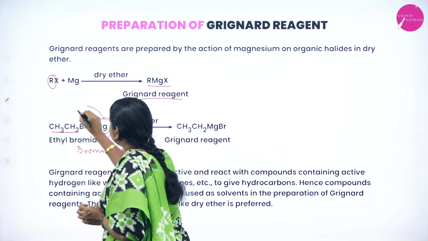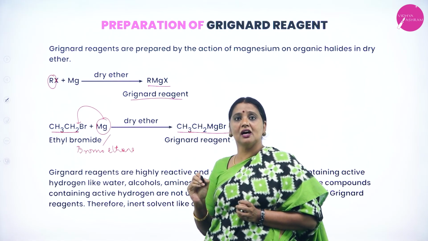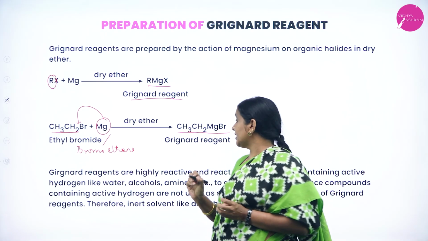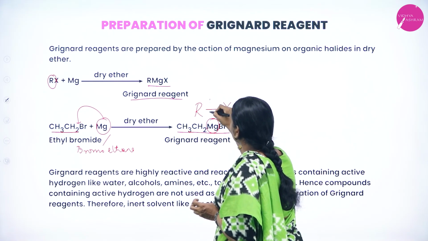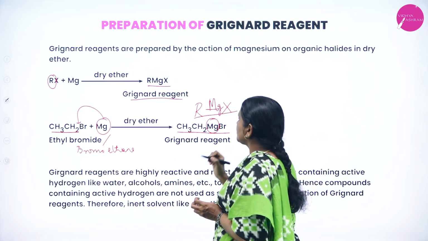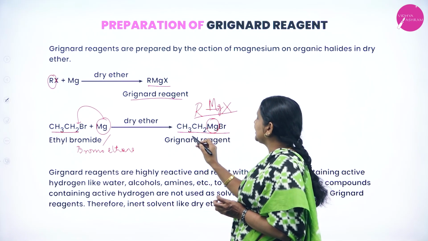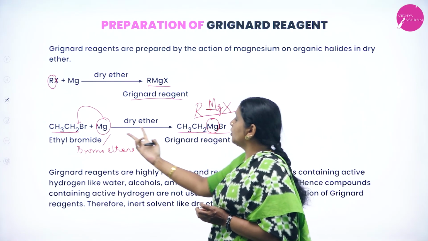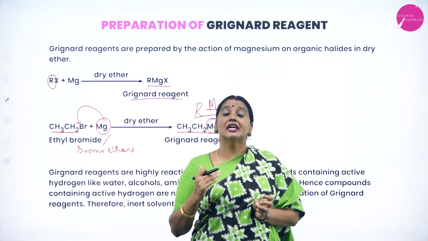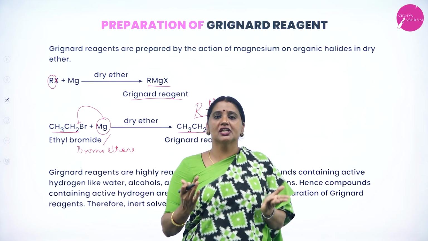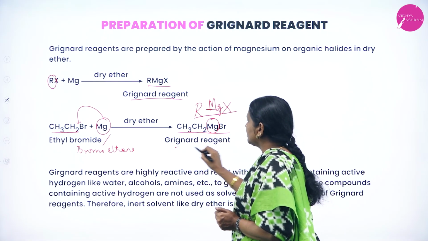Introduce magnesium in between ethyl and bromine atom. It will give rise to CH3CH2MgBr. Magnesium is introduced between R and X. It is RX; in between R and X, you introduce magnesium. So here it is CH3CH2Br, and here it will become CH3CH2MgBr. Therefore, the two reactants become one product. Therefore, Grignard reaction is also an example of addition reaction or combination reaction. Two reactants form one product.